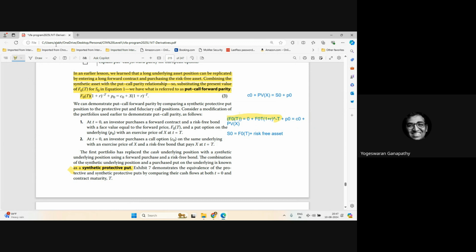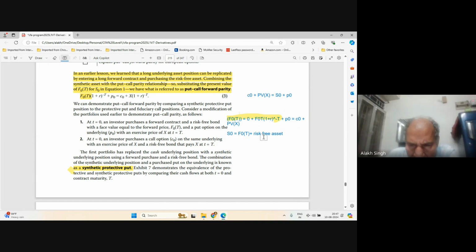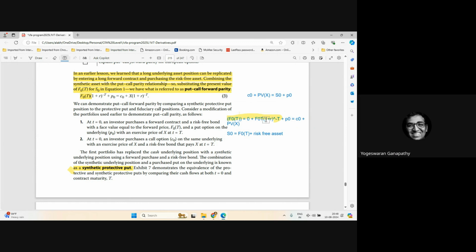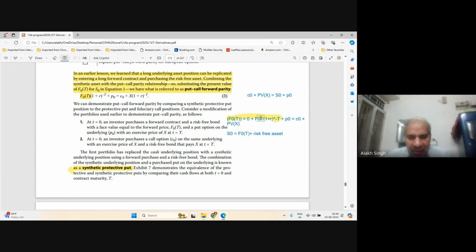So then the F0T times (1 plus R) to the power minus T and PV of X, will they not get cancelled out? If they are equal, then they will get cancelled out. If F0T is equal to X, then yes, this will cancel out. So then P0 is equal to C0, right? No, P0 plus F0T will be C0. That is the trick here. Today, even though its price is 0, you have to sign the agreement. That is the finance behind it. Even though you don't pay anything for the forward right now, you just sign the agreement.